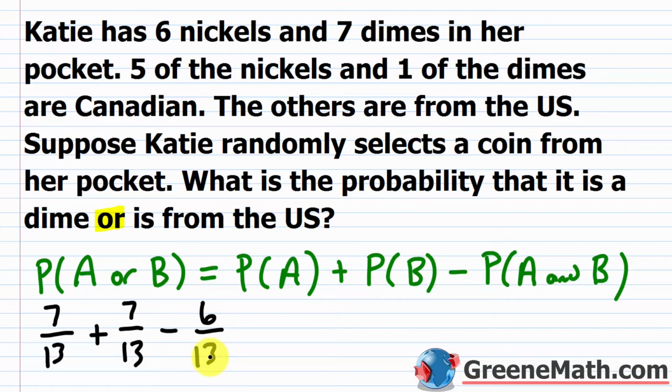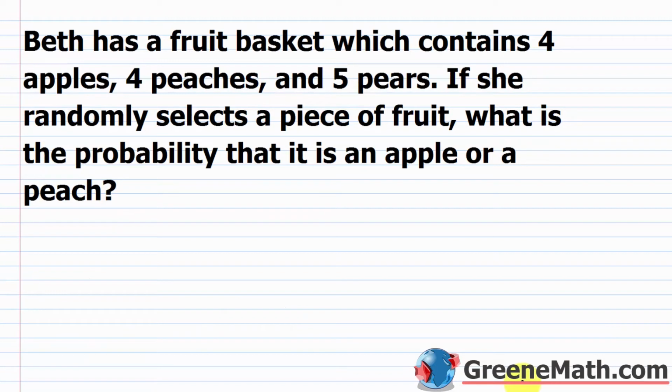So if I crank this out now, I get 7 plus 7, which is 14, and then 14 minus 6, which is 8. So I get a result of 8 over 13. So that's going to be the probability that she picks a coin that's going to be a dime, or it's from the US. Okay, let's look at another example of this.